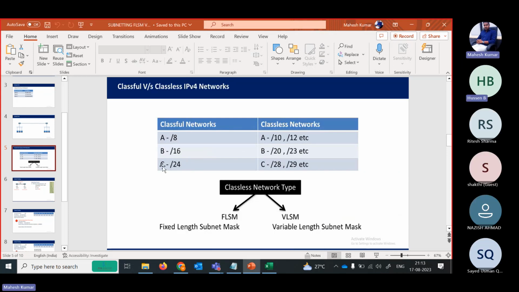Since in the last session we completed class C, how to do subnetting. And before that, we have two types of ways of subnetting. First is FLSM, second is VLSM. If we do FLSM today, VLSM will start tomorrow. So class C is already completed. Class B and class A we will do today.